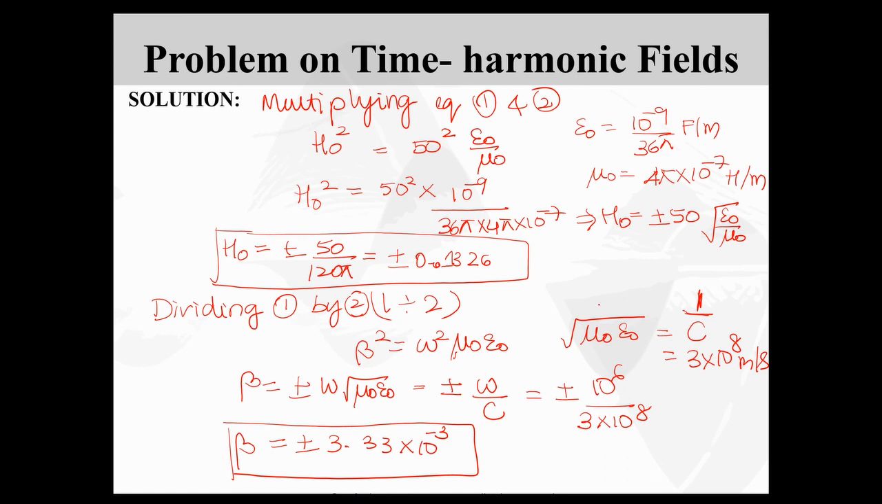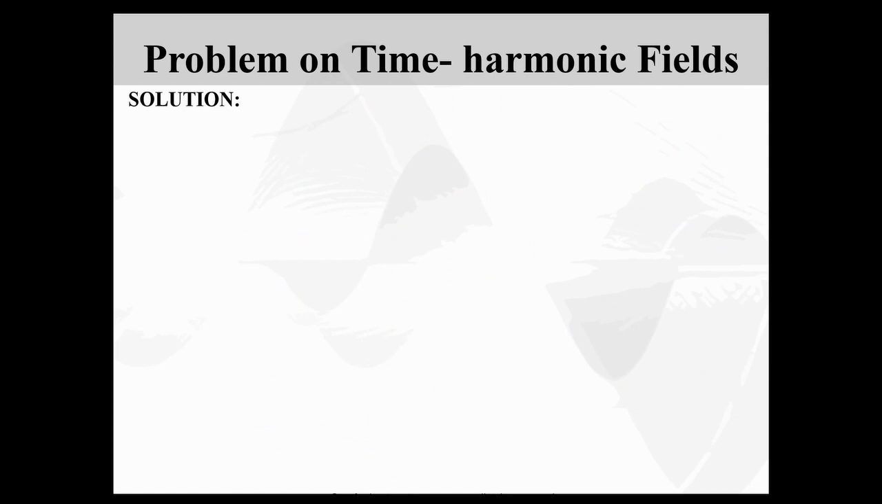So 1 over root of mu naught into epsilon naught is nothing but the speed of light, which is a constant called c. So this is how we are going to make use of phasors to manipulate Maxwell's equations and thereby make the complexity involved in the problem simpler. So therefore, this is a very simple example to illustrate the use of phasors, and we shall consider more problems when we deal with electromagnetic waves in a material medium later. So thank you for watching this video.